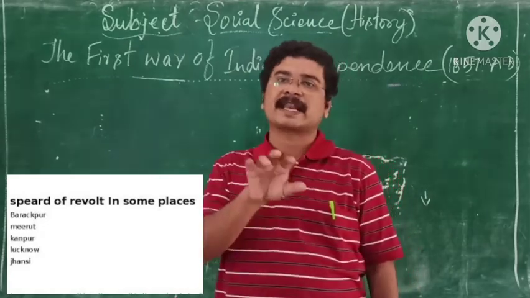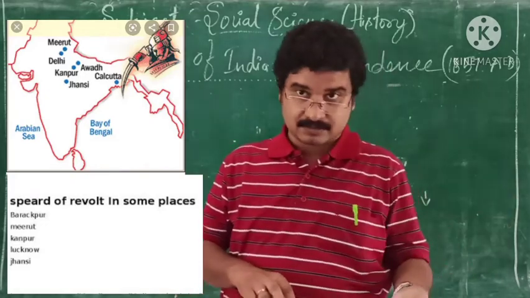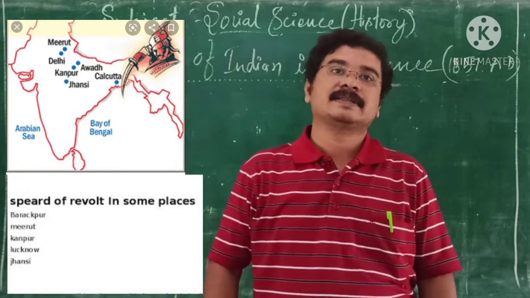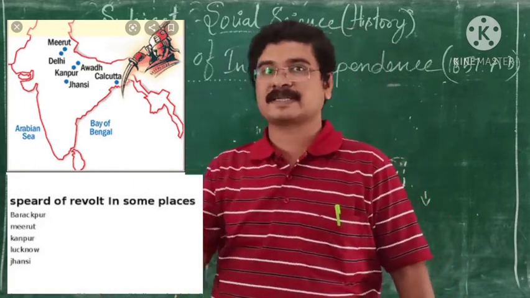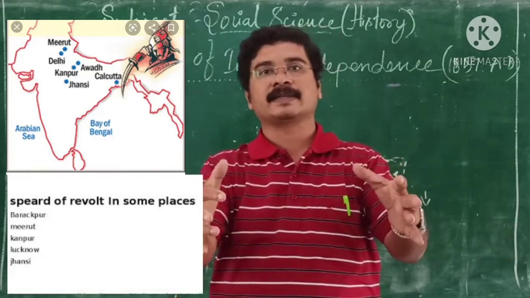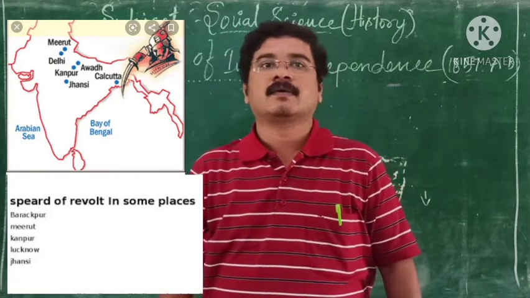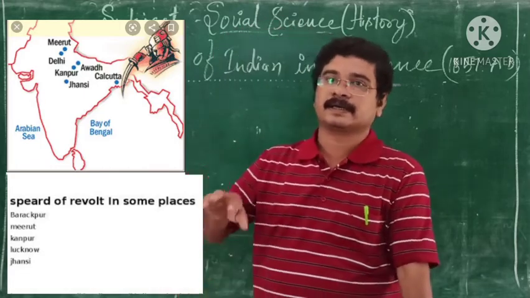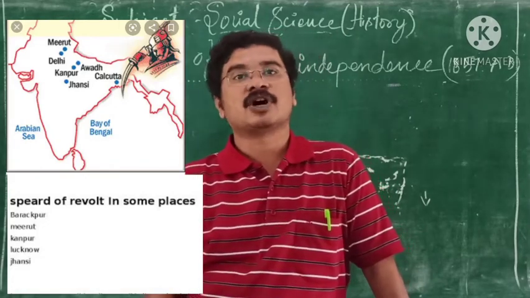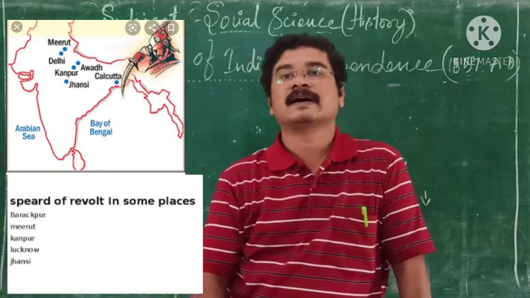Yes, the war erupted at Barakpur, and later it spread to Meerut. First, it started in Barakpur. Soldiers were gathering for march. It erupted at Barakpur, and later it spread to Meerut, Delhi, Kanpur, Jhansi, Lucknow, and many other places.